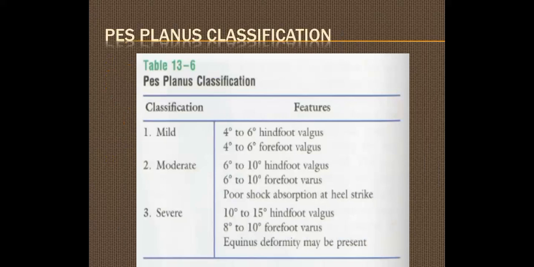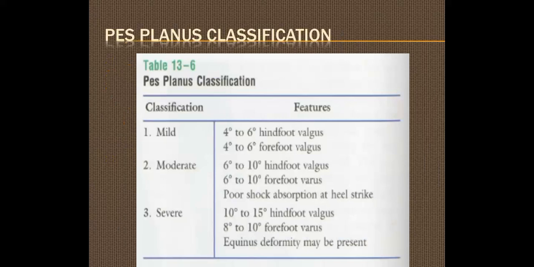Pes planus is again classified into three types: mild, moderate and severe. Mild means 4 to 6 degrees of hindfoot valgus and 4 to 6 degrees of forefoot valgus will be there. In moderate type of pes planus, 6 to 10 degrees of hindfoot valgus and 6 to 10 degrees of forefoot varus will be seen. Poor shock absorption at the heel strike will be there.